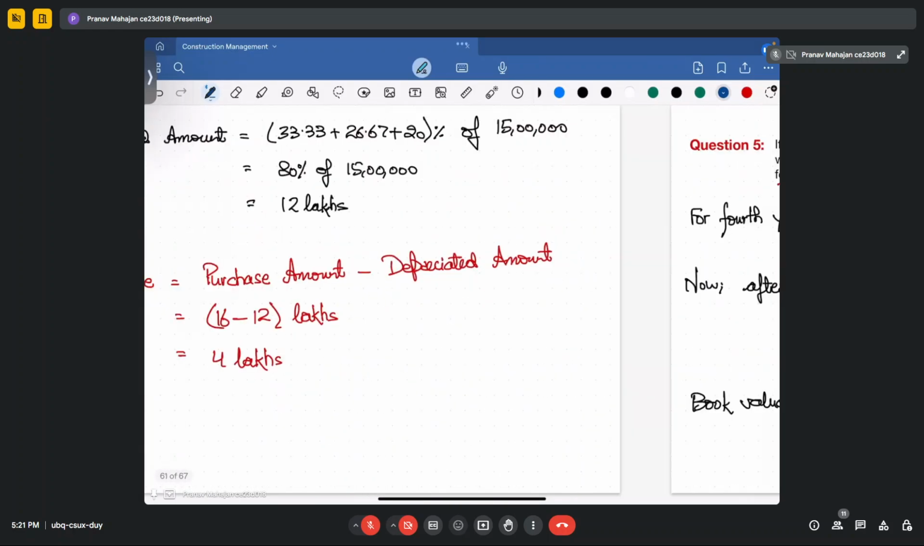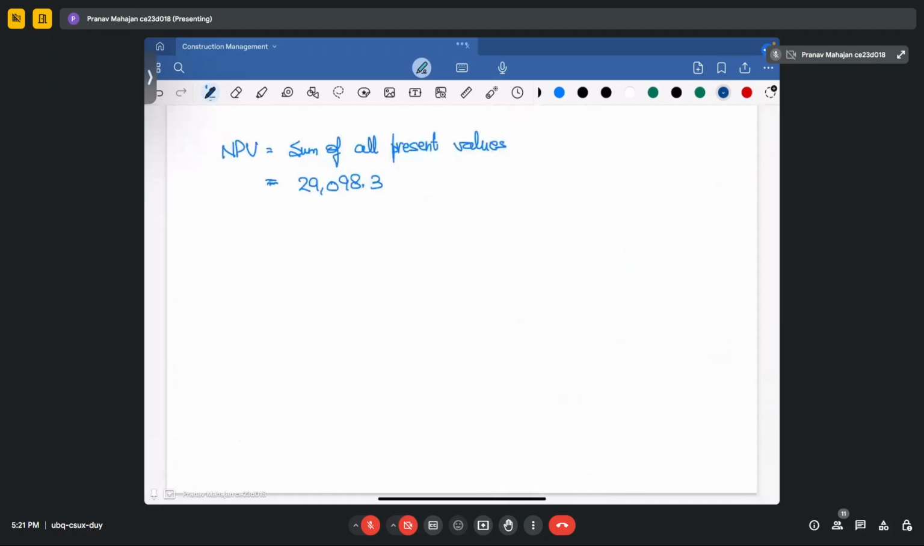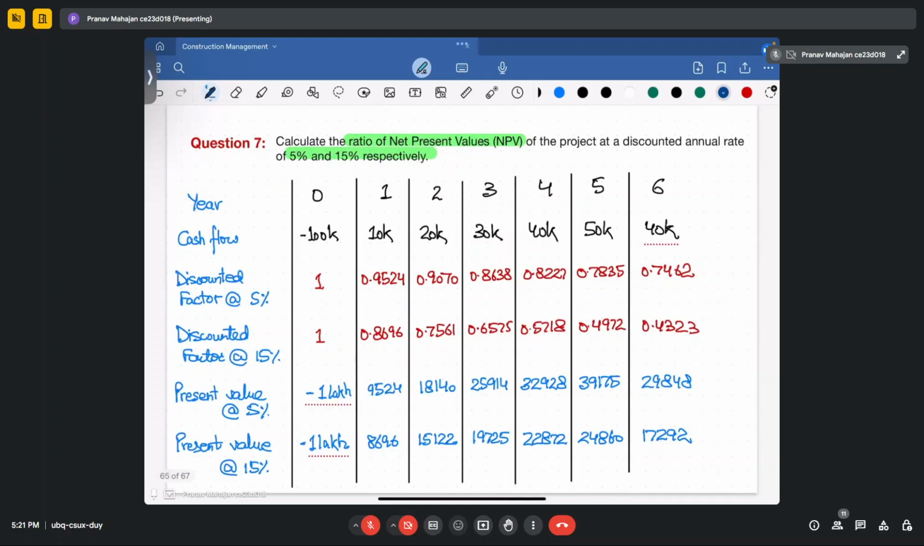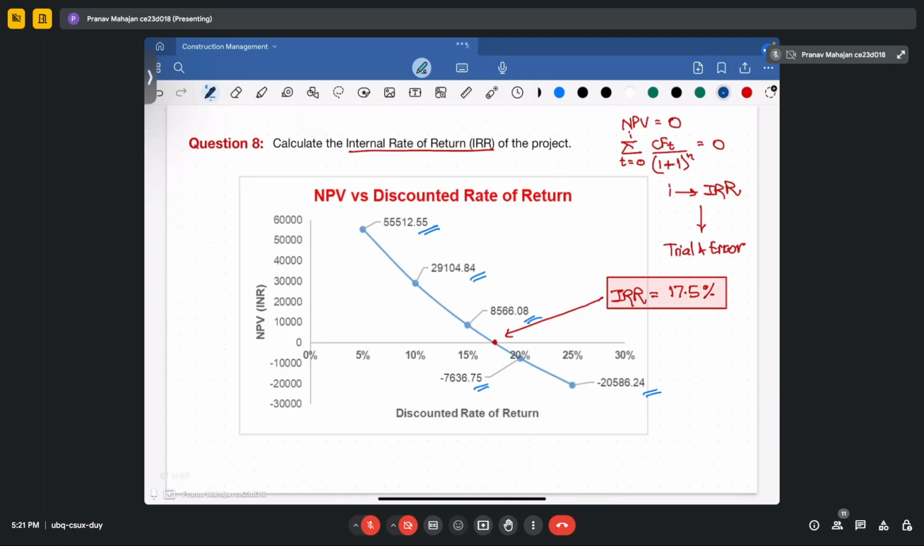So if anyone has any doubt, they can also post on the discussion forum that is provided to you in the Swayam app, where we will try to resolve your queries as soon as possible. So in this week, we have covered up to the estimation of the time value of money concepts and the economics of the construction project. Next week, we will see another module, and we will try to solve the problems related to the current week.